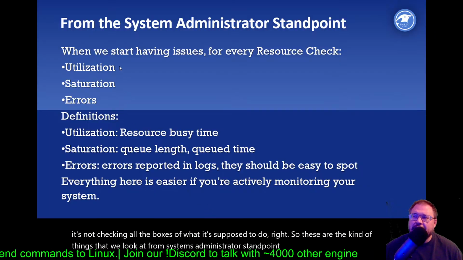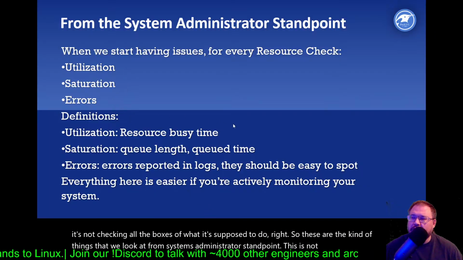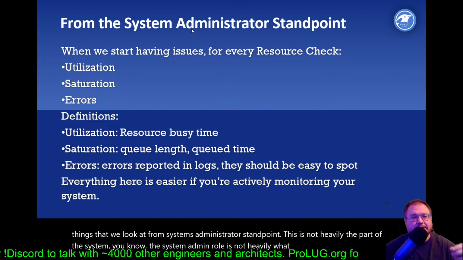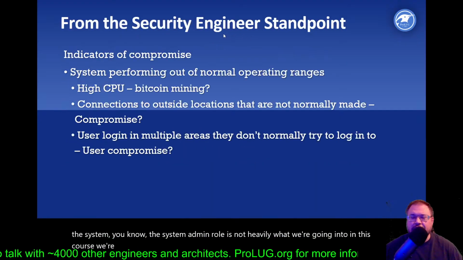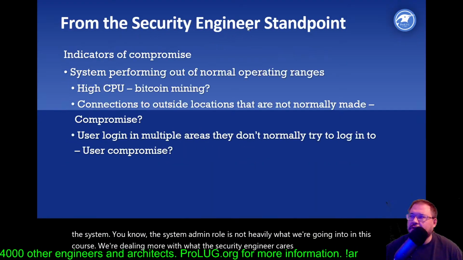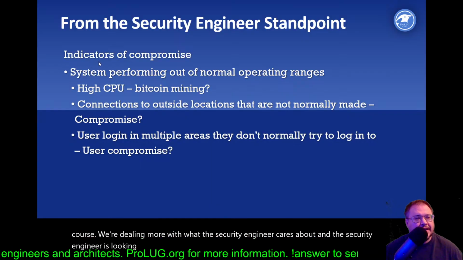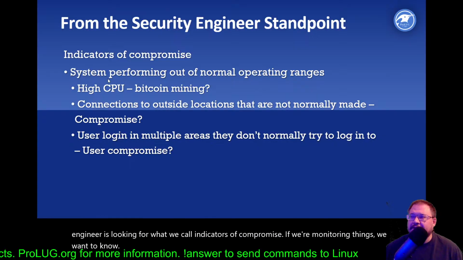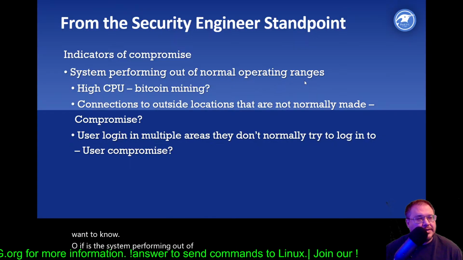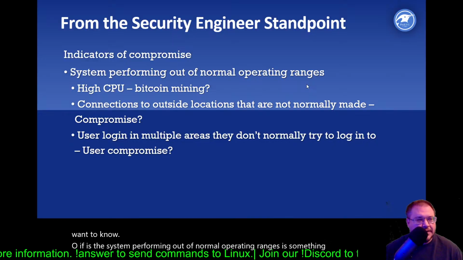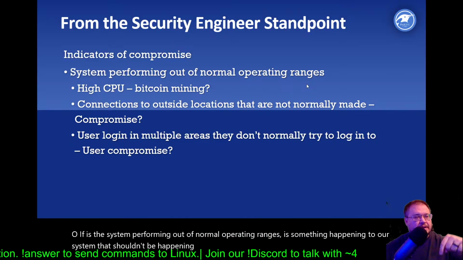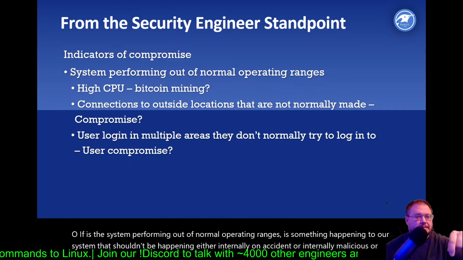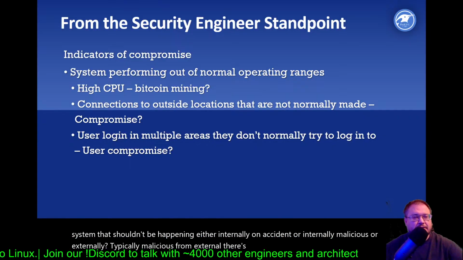The system admin role is not heavily what we're going into in this course. We're dealing more with what the security engineer cares about. And the security engineer is looking for what we call indicators of compromise. If we're monitoring things, we want to know: is the system performing out of normal operating ranges? Is something happening to our system that shouldn't be happening? Either internally on accident, or internally malicious, or externally, typically malicious. There's not really an external accident, I don't think.